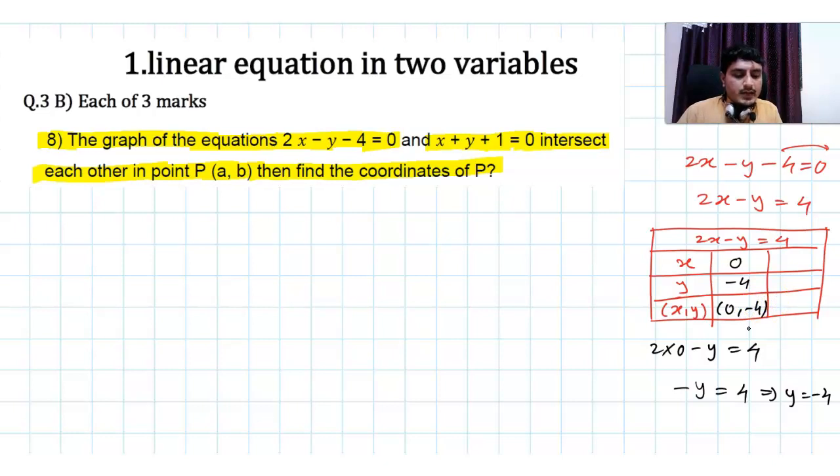Now once we assume the value of x becomes 1, what will happen? Once the value of x is 1, 2 ones are 2, minus y equals 4. Once we shift the value of 2 from LHS to RHS, we get minus y equals 4 minus 2, which is 2. So the value of y is minus 2. So the next coordinate we have is 1 comma minus 2.